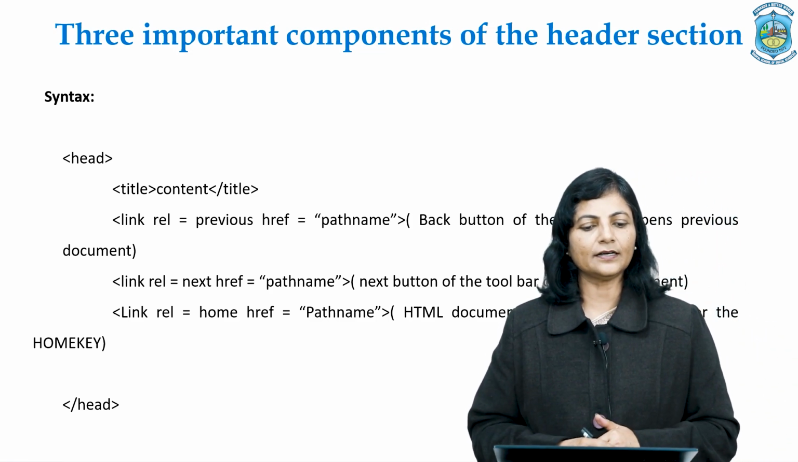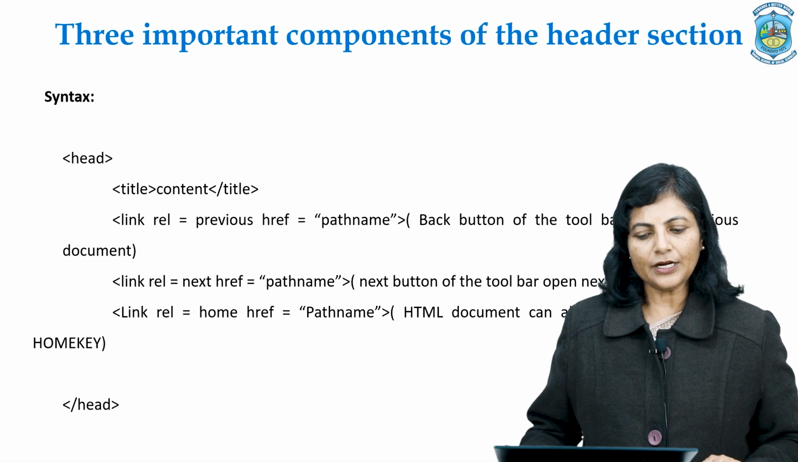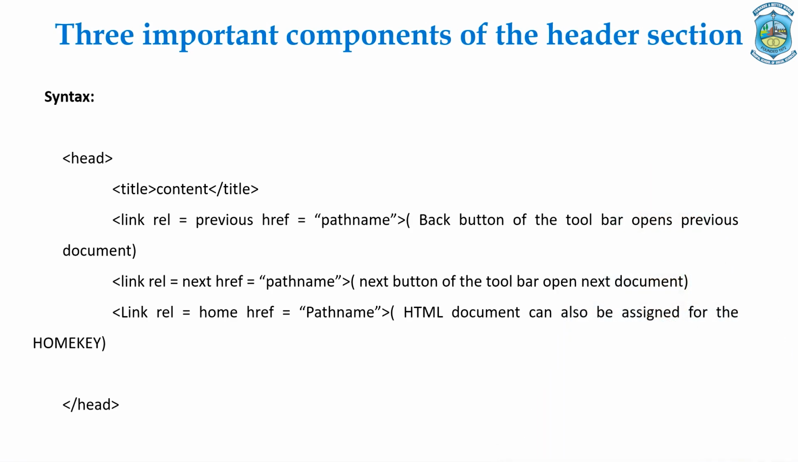Now you can see the syntax of the three important components of the header section. As you know, we are talking about the header section, so it will be enclosed within the head tag, the opening head tag and the closing head tag. And you see here the title, which is enclosed within the tags, and the content. Here you see the link tag having attributes rel and href.